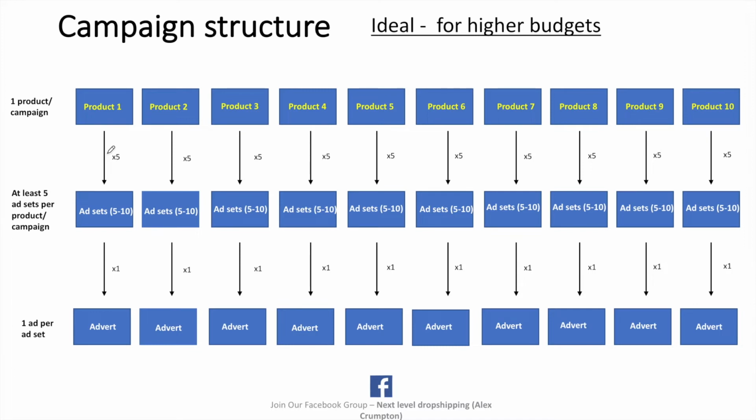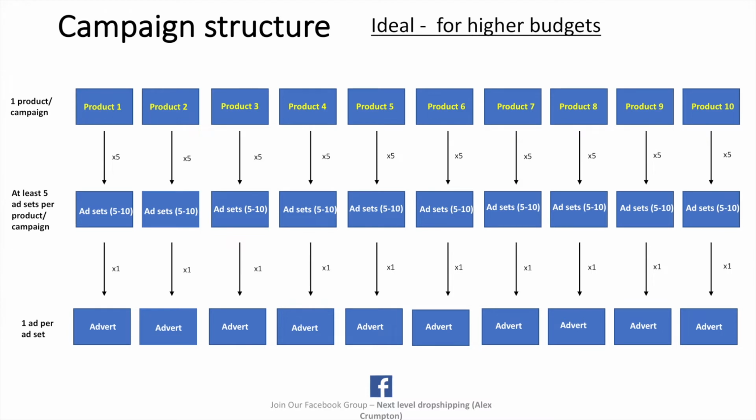So you want to segment each ad set into a different interest within that niche. Let's say this is a beauty product. You might have one ad set towards a beauty magazine, one to an influencer within that niche, one into a beauty Facebook page. So you want to segment it out into different ad sets within that niche. Personally, I do 10 different ad sets, but I've put 5 here as a minimum.